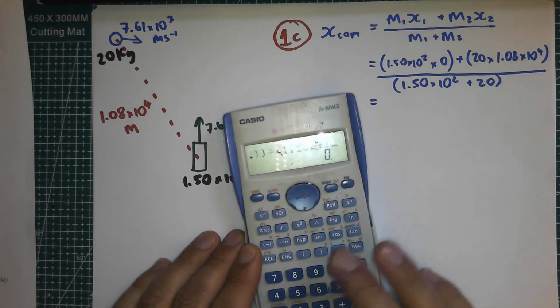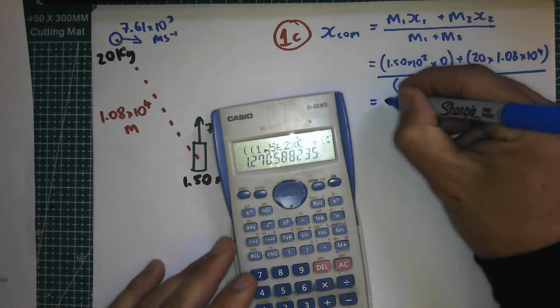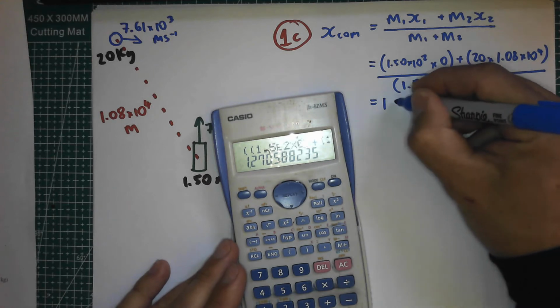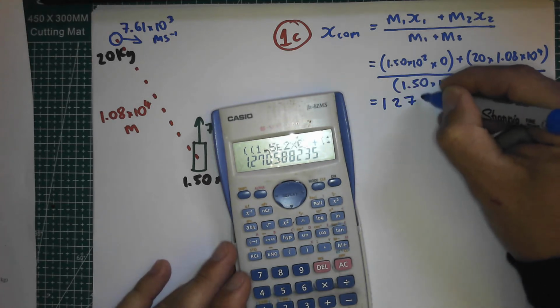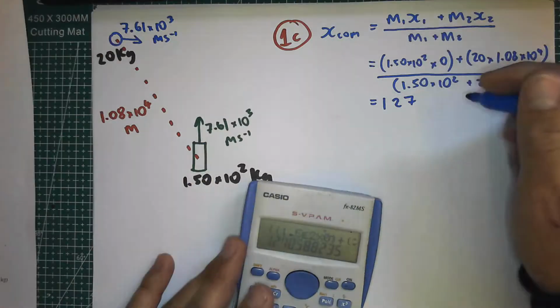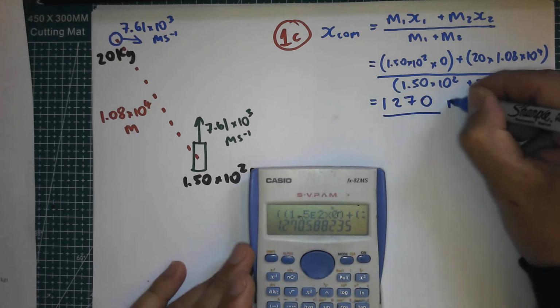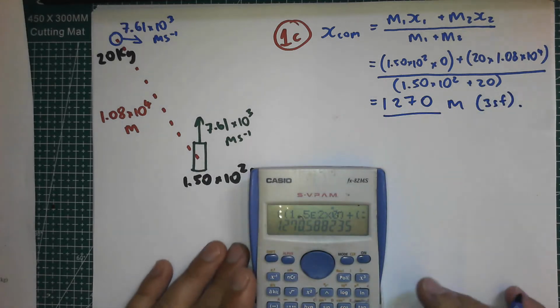2 plus 20, there we go. 1,270. What are these all? These are all to 3 dp. We'll ignore the 20 kgs, so let's go with that. Metres to 3 significant figures. Sorry, I meant to say significant figures earlier.